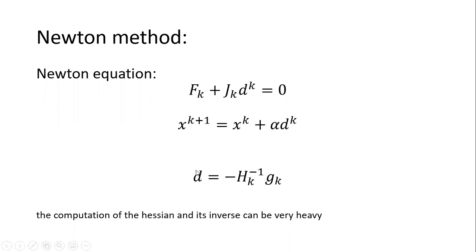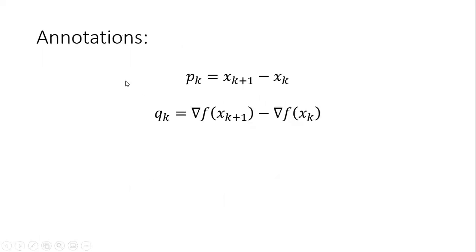d helps us to find the minimum solution of the Newton equation. The computation of the Hessian and its inverse can be very heavy. So we want to find an alternative method that won't require us to compute the Hessian for every step. So, annotation. We will annotate pk to be xk plus 1 minus xk, and we will annotate qk to be the gradient of f in xk plus 1 minus the gradient of f in xk.